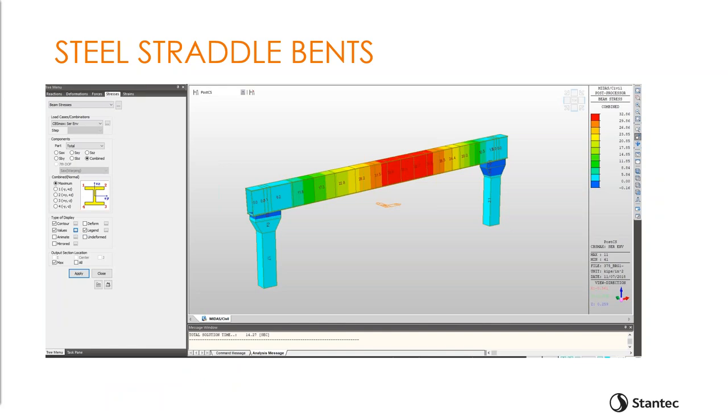Once the box girder is modeled, we can easily get the stresses on various parts of the section and optimize the plate thicknesses and reduce the dead weight of the steel box. We can view the stresses at each construction stage and make sure these are within the allowable limit.